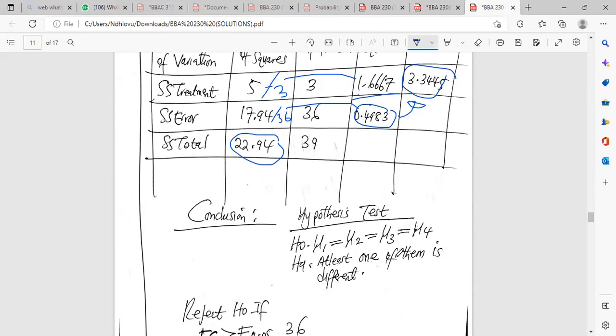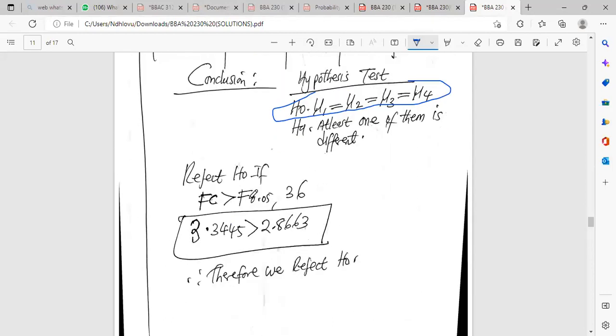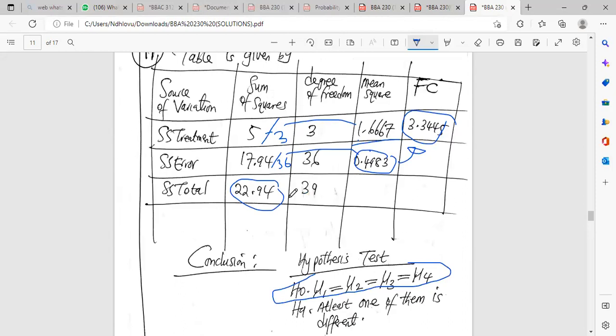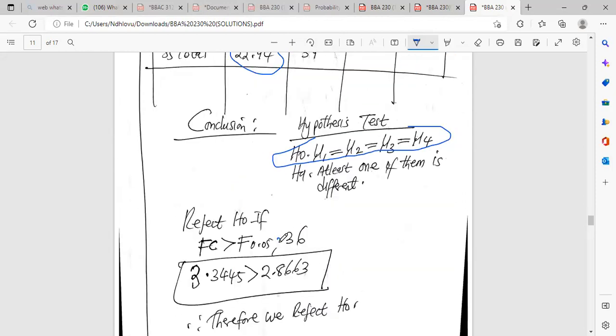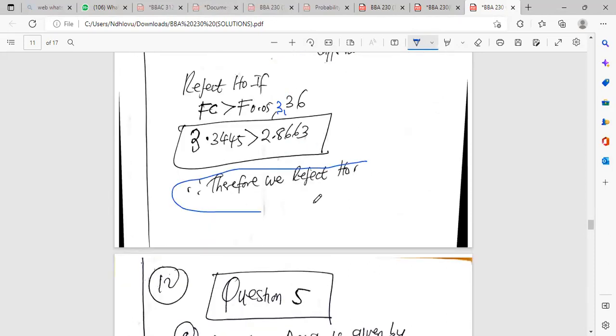So here we are saying hypothesis test, H0: mu1 for whichever detergent paste is equal to mu2, is equal to mu3, is equal to mu4. From here now, the alternative hypothesis is that at least one of them is different. So our conclusion is that reject H0 if F calculated is greater than F at 0.05, then 3 and 36. So there's also supposed to be a 3 here. So incorporate 3 and 36, which is giving us 3.34 is greater than 2.866. So therefore we reject H0. So this marks the end of question 4, please.